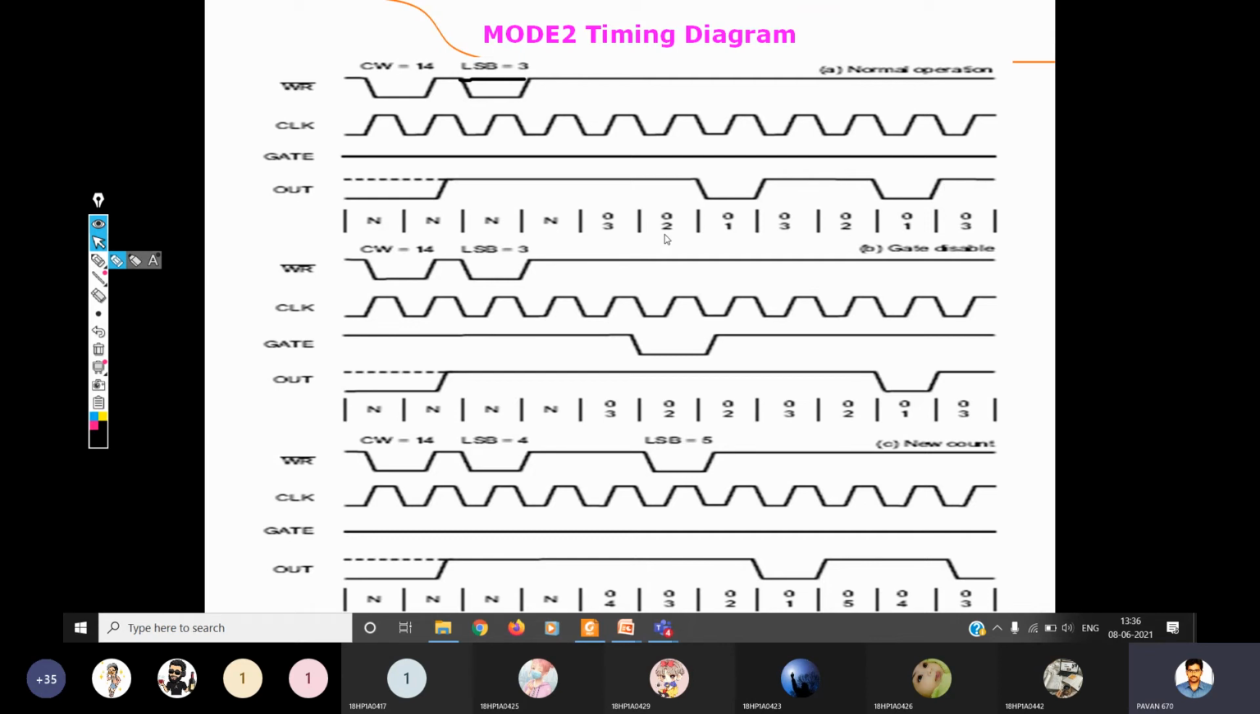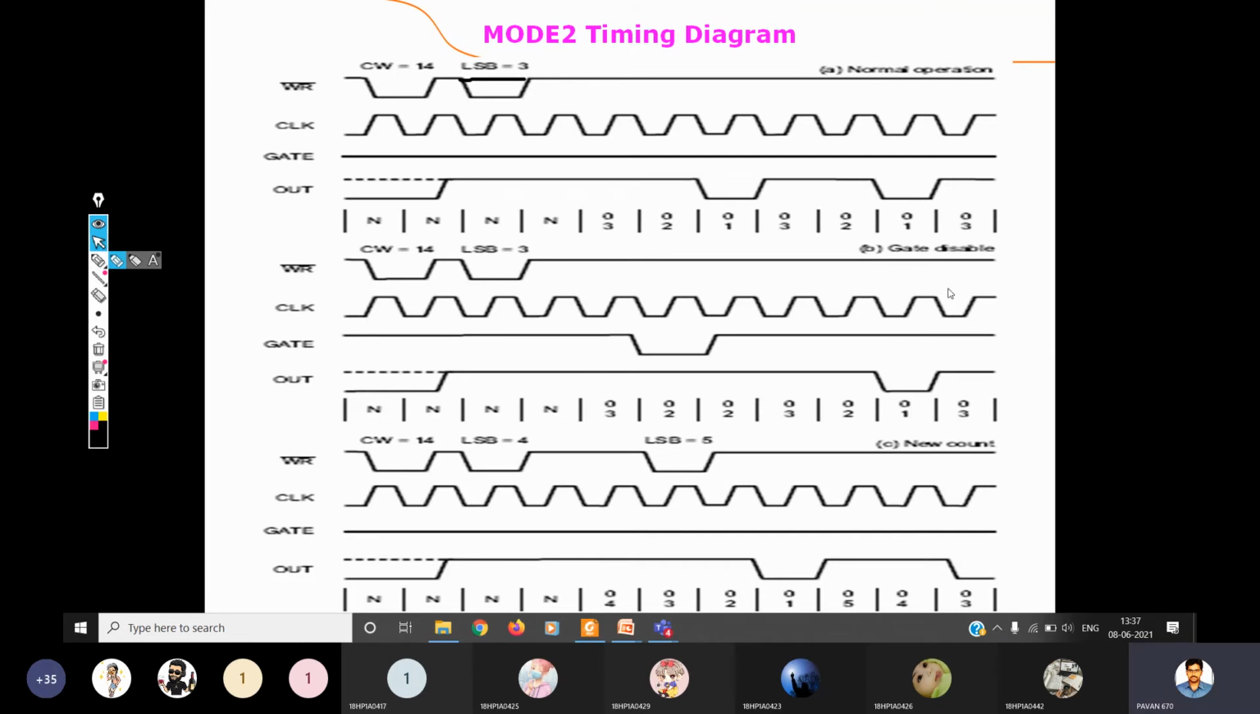So in the meantime, what this is indicating is the number of counts, the rate it is indicating, rate generator. So this is the rate value. The number of counts that happened gives the rate of that counter.